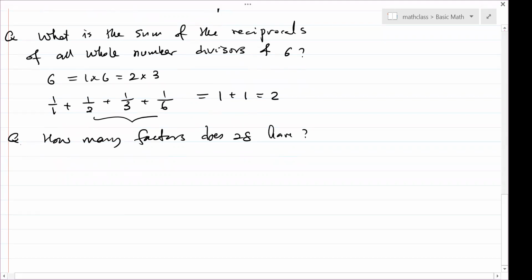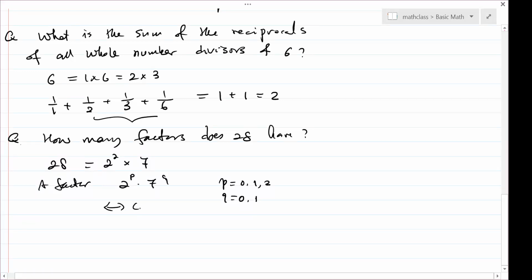Okay, so to do that, 28 can be factored as 2 squared times 7. So a factor must be in the form 2 to the p, 7 to the q. But p can be 0, 1, and 2, and q can be 0 and 1. So this problem is equivalent to counting the number of pairs of such integers. And you have 3 choices for p, 2 choices for q.